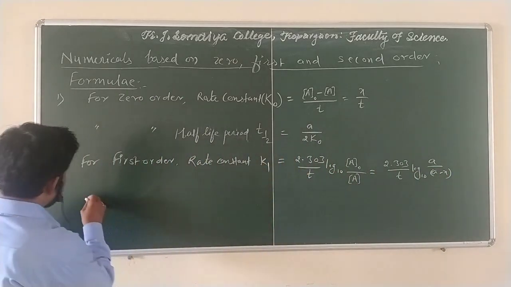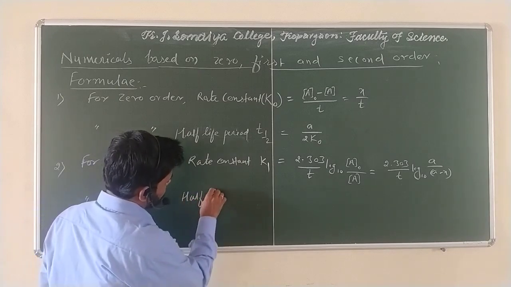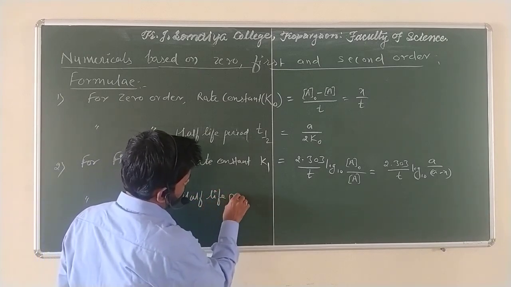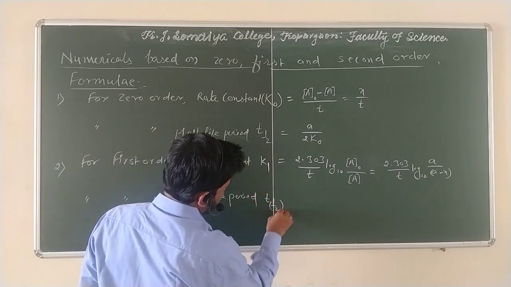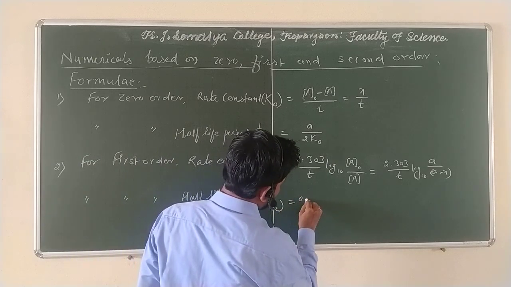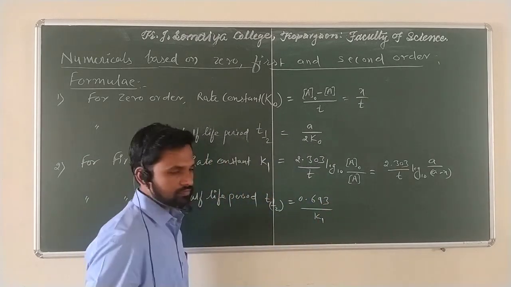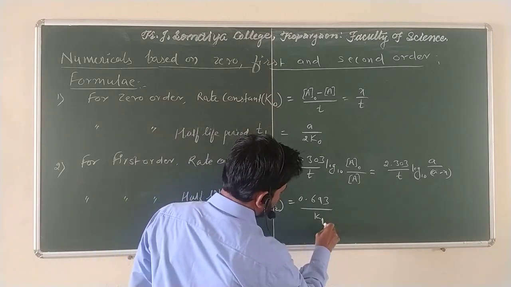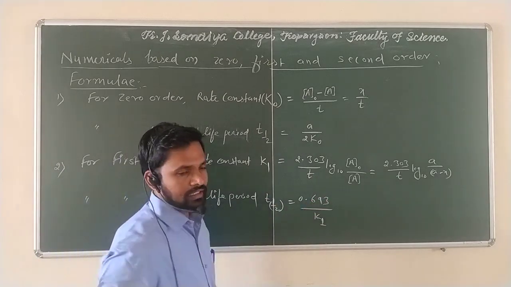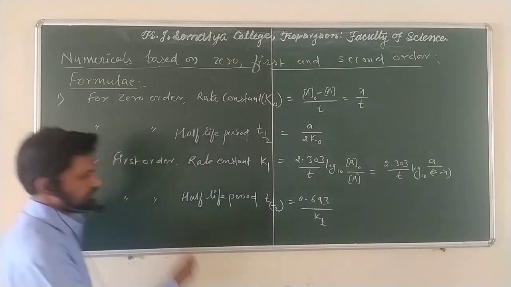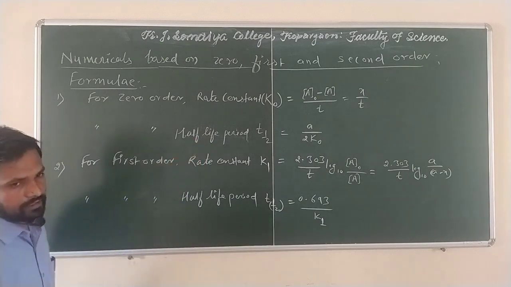For first order reaction, we again know the half-life period. What is half-life? It is independent of initial concentration. T half for first order reaction, as we saw, is 0.693 divided by K1. We already studied this. The half-life period of first order reaction is 0.693 upon K1. Okay, note down this one first, for zero order reaction and for first order reaction.